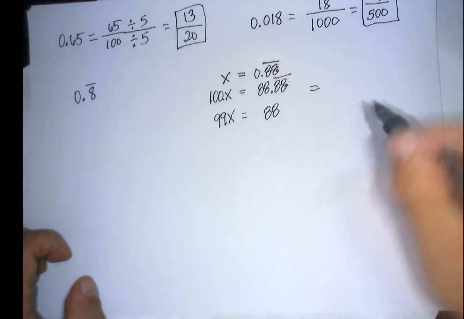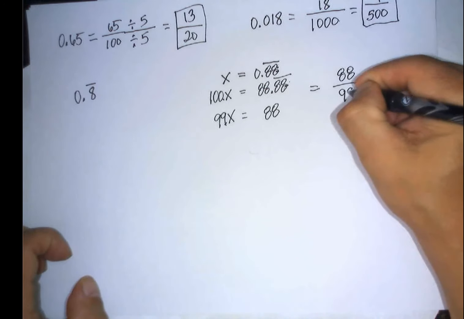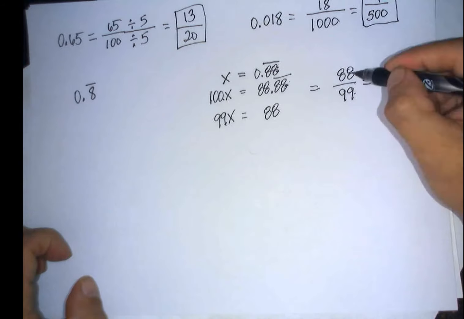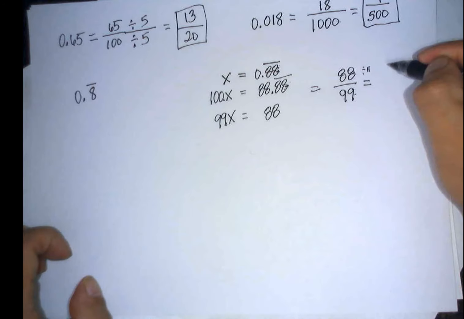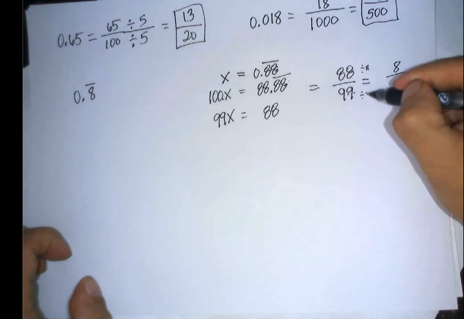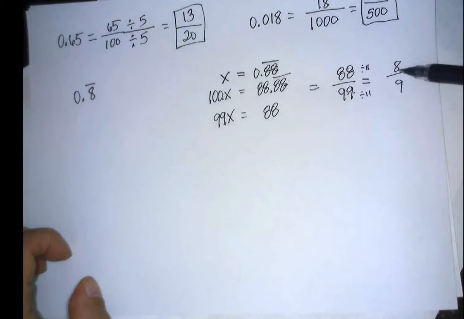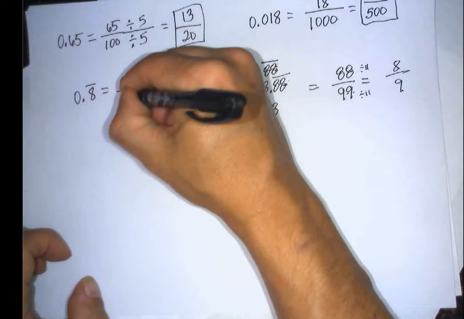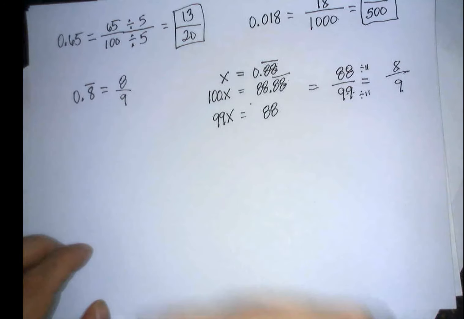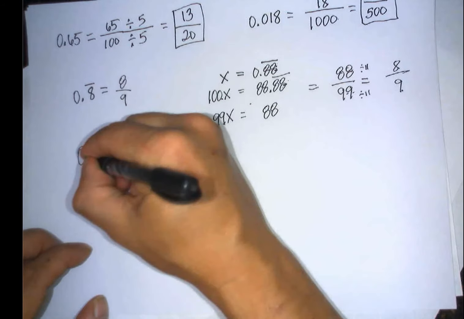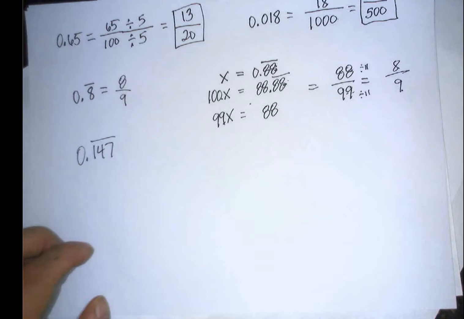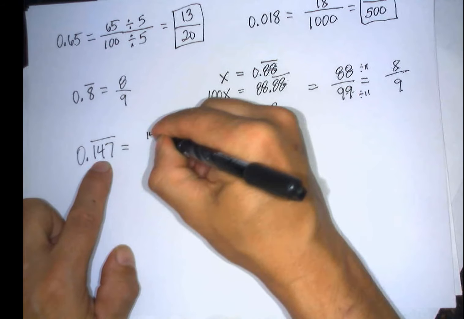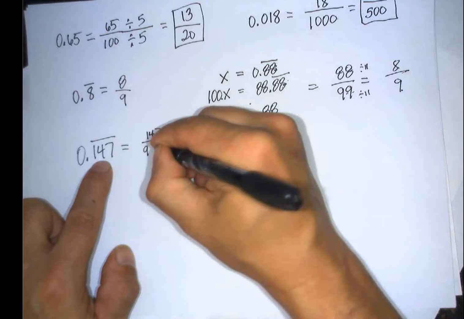So this is going to be 88 over 99, which happens to, both of these are divisible by 11. 88 divided by 11 is 8, and 99 divided by 11 is 9. And notice that this is 8 ninths. 0.8 bar is 8 ninths. Okay, so let's say we got 0.147 with a bar over it. So we got 3 numbers under a bar. This means we're going to have 147 under 3 nines.